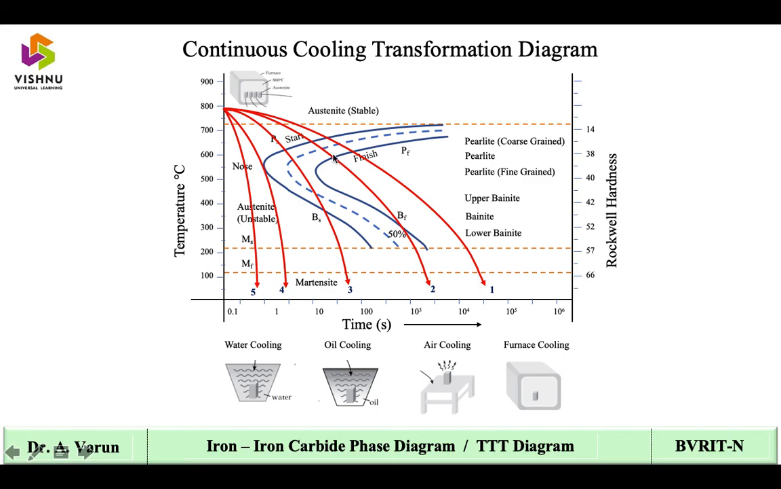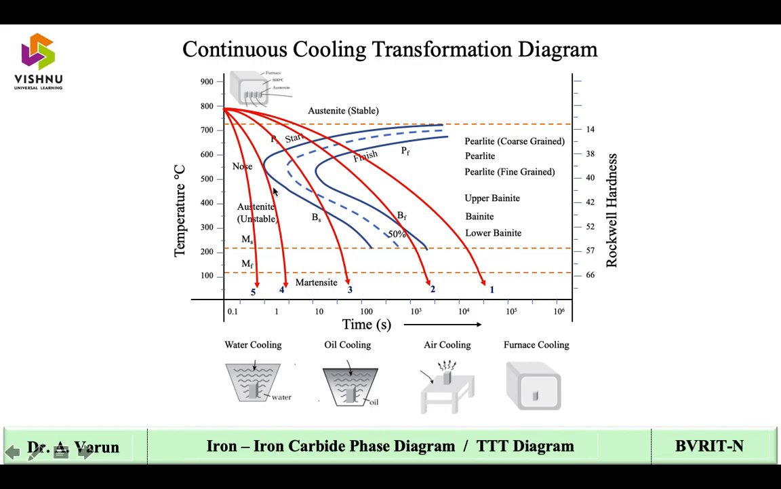Then we have something which is also above the nose region, where we have pearlite transformation. If you cool it a little bit closer, we may cut it where we get pearlite and martensite. Then we also have a cooling rate which is oil cooling, where we get martensite, and along with martensite we may also get a mixture of pearlite and bainite. And like I said, this one cuts tangentially.